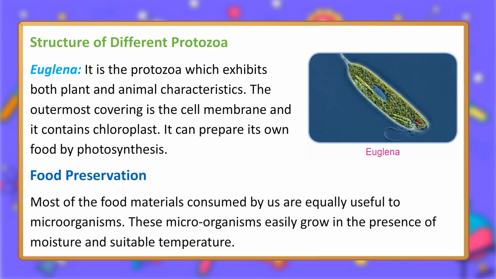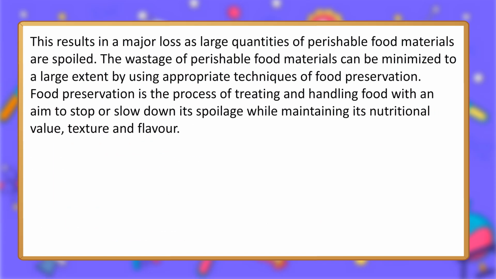Food preservation. Most of the food materials consumed by us are equally useful to microorganisms. These microorganisms easily grow in the presence of moisture and suitable temperature. This results in a major loss as large quantities of perishable food materials are spoiled. The wastage of perishable food materials can be minimized to a large extent by using appropriate techniques of food preservation. Food preservation is the process of treating and handling food with an aim to stop or slow down its spoilage while maintaining its nutritional value, texture and flavor.